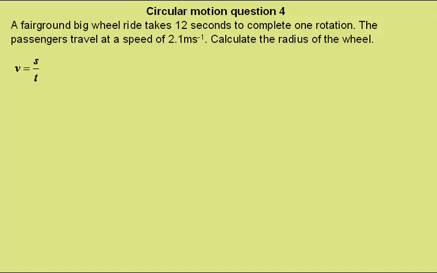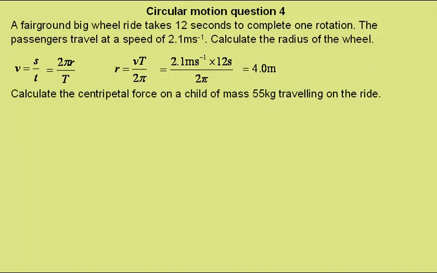Well, for this we can use speed is equal to distance over time. The distance in this case is the circumference of the wheel, 2 pi r. The time is the time period T. We can rearrange this as the radius is equal to the speed multiplied by the time period over 2 pi. Putting in the figures, 2.1 meters per second for the speed, the time period was 12 seconds, gives a radius of 4.0 meters.